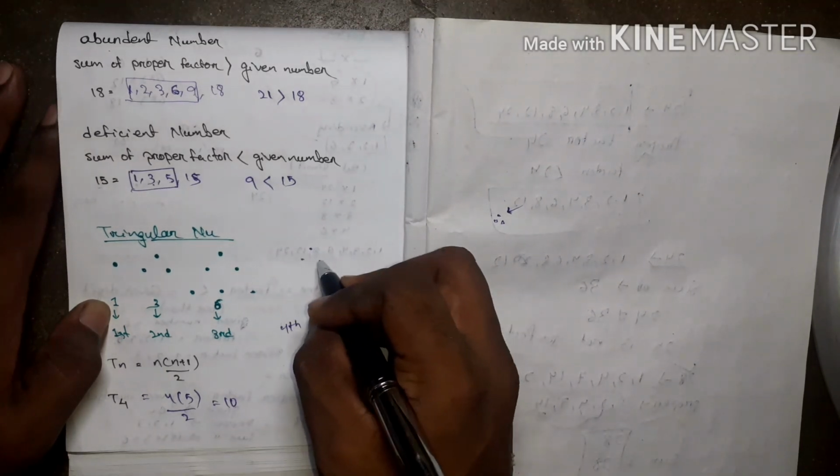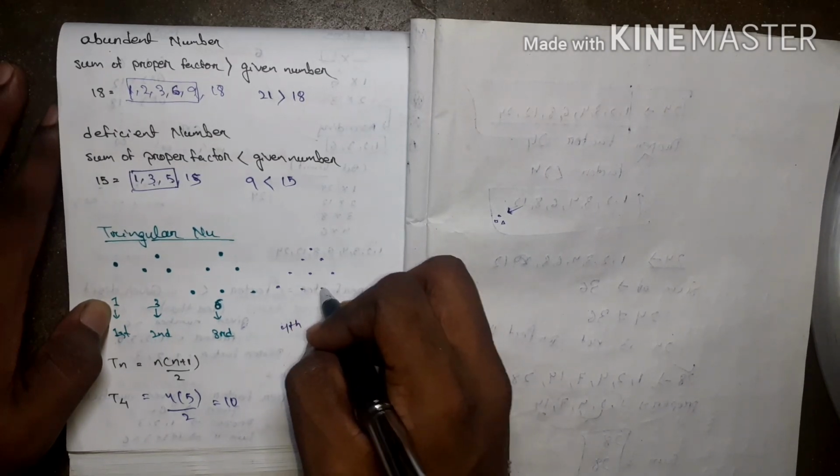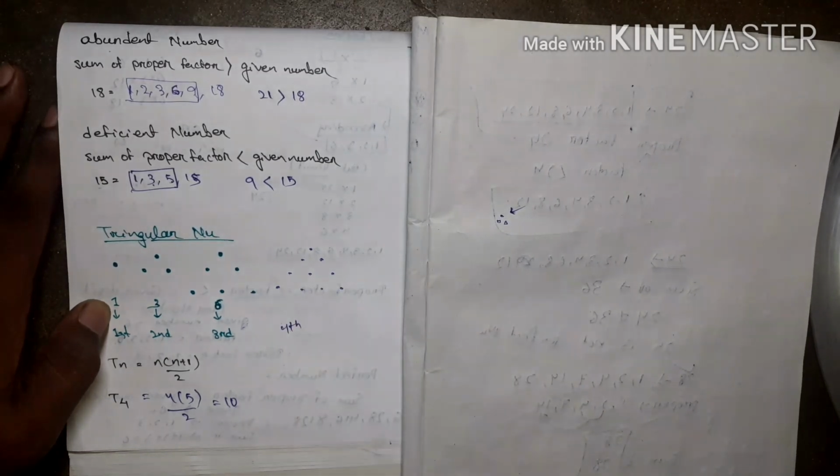Then what will be its shape? In this way. Understand?